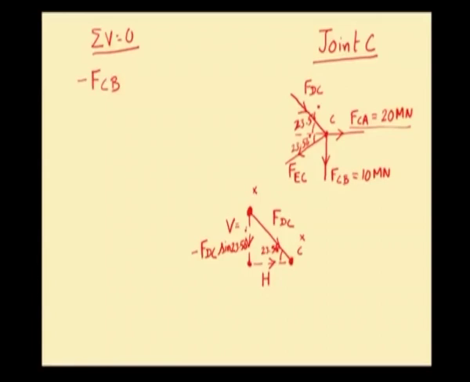Horizontal component of FDC moves towards right. Since it is moving in the right hand side direction, we should have a positive sign for it. So, magnitude of H will be plus FDC into cos of 23.56 degree. Now, we are applying the condition sigma V equal to 0. We need the vertical component of FDC, which is minus FDC into sine of 23.56 degree. So, we have considered FCB, we have found out the vertical component of FDC.